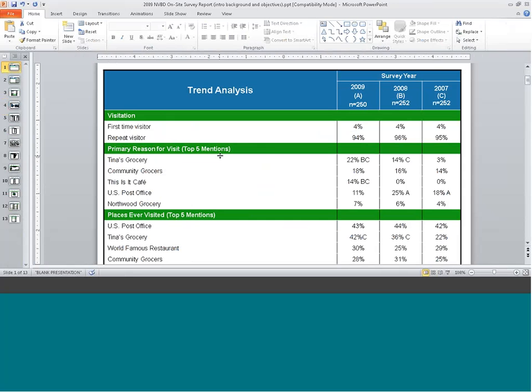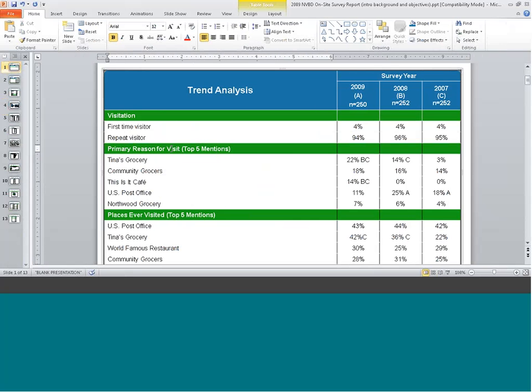Primary reason, now these would be on separate pages, you understand, right? Because each one has its own page. Primary reason for visit, okay, this is the top 5 mentions. You probably would want to give more than the top 5. I would say top 20 would be better, maybe top 10, do top 10.